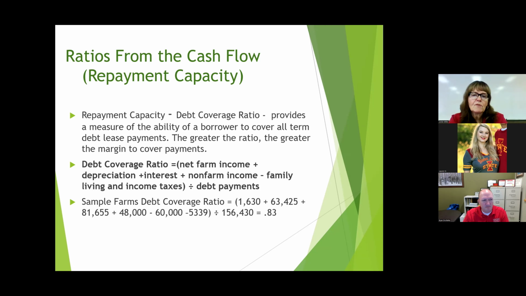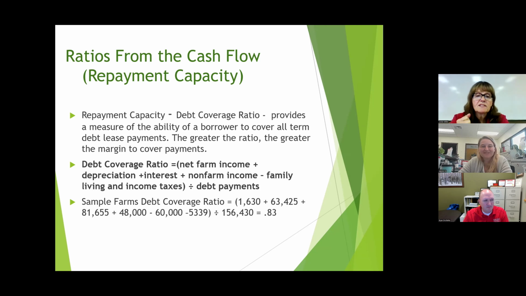You use the net farm income, you add back depreciation, and you add back interest. Then you subtract out family living expense and taxes, and you add back in off-farm income. Once I do that, I divide that by the debt payments that are out there. They're $156,430. I come up with a debt coverage ratio of less than 1. This tells me that in this operation, they only have 83 cents available for every dollar in debt that they have to pay. And that's not a good position.